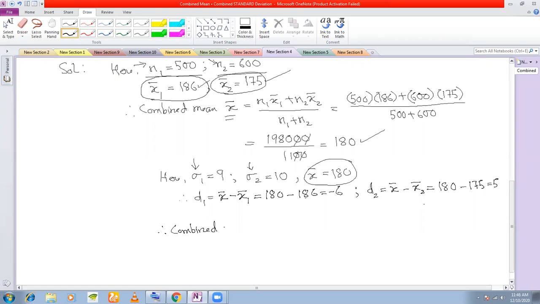Therefore, combined SD sigma, put it in the formula. It is root over of n1 sigma 1 square plus n2 sigma 2 square plus n1 d1 square plus n2 d2 square divided by n1 plus n2. Put it in the formula.